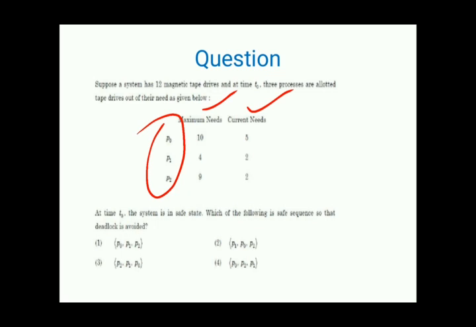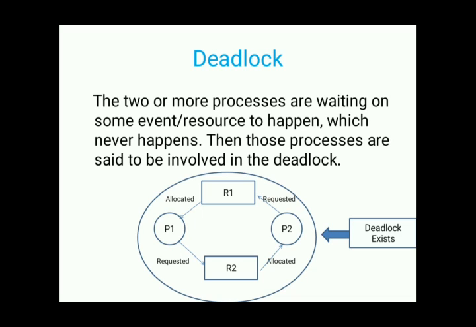And after that we have to find the safe sequence, so that the deadlock will be avoided. So we have to find in this question the safe sequence in which the deadlock will not occur. So firstly we should know what is deadlock. Deadlock is a condition where a program cannot access a resource it needs to continue.